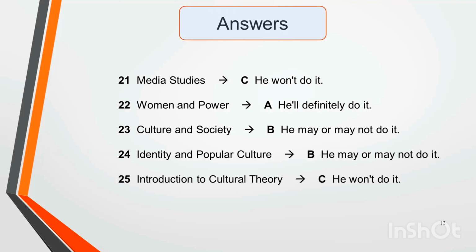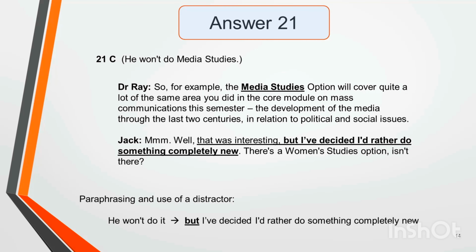Here are the correct answers. Pause the video while you check them against yours. Then we'll go through them one at a time. Answer 21 is C. He won't do media studies.